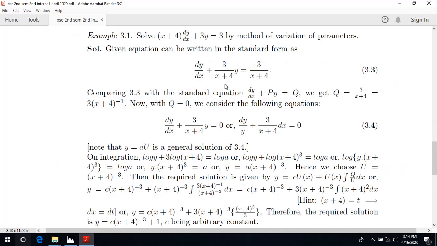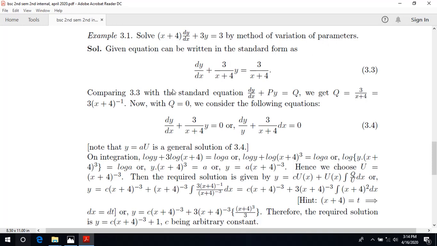Now let us discuss a simple problem based on this method. This is a first order linear differential equation. It is to be solved by the method of variation of parameters. If the method was not mentioned, we could use any method that we have discussed to solve this. But here the method is mentioned, so we have to use this method.